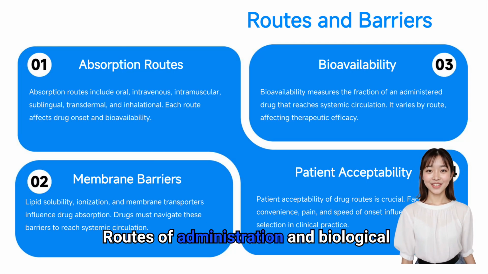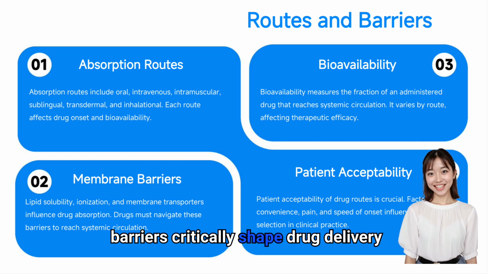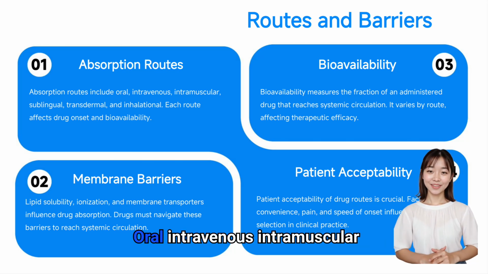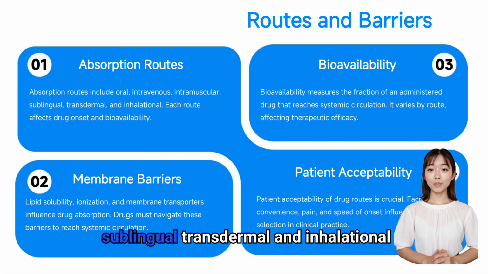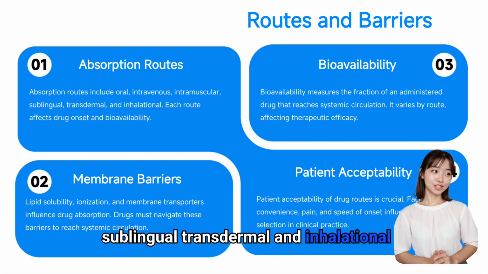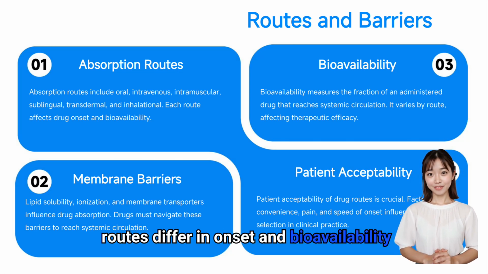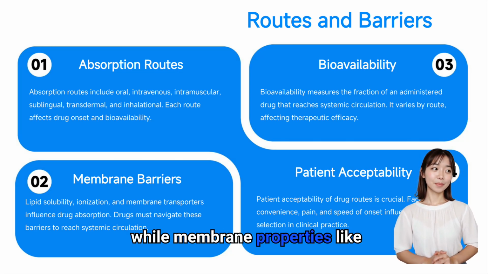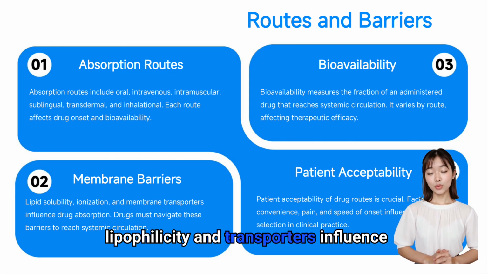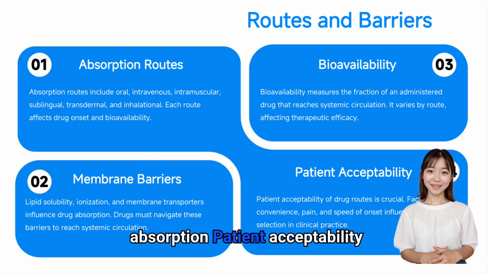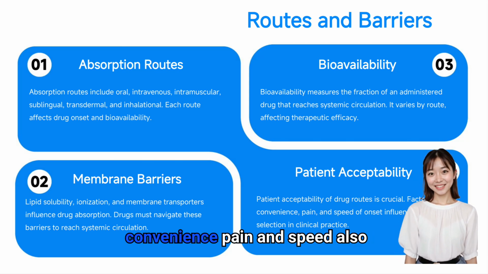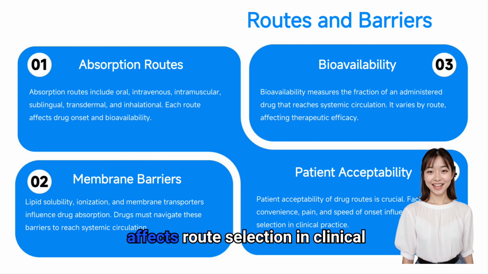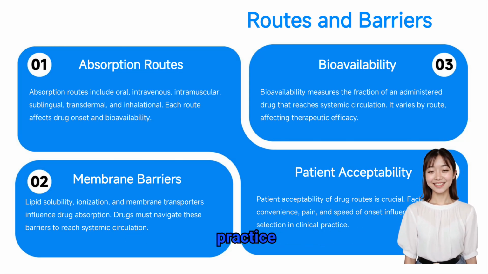Routes of administration and biological barriers critically shape drug delivery. Oral, intravenous, intramuscular, sublingual, transdermal, and inhalational routes differ in onset and bioavailability, while membrane properties like lipophilicity and transporters influence absorption. Patient acceptability, convenience, pain, and speed also affect route selection in clinical practice.